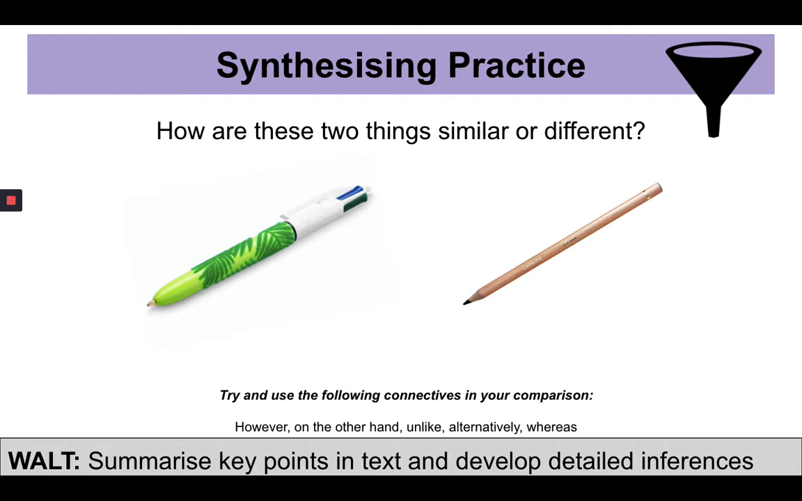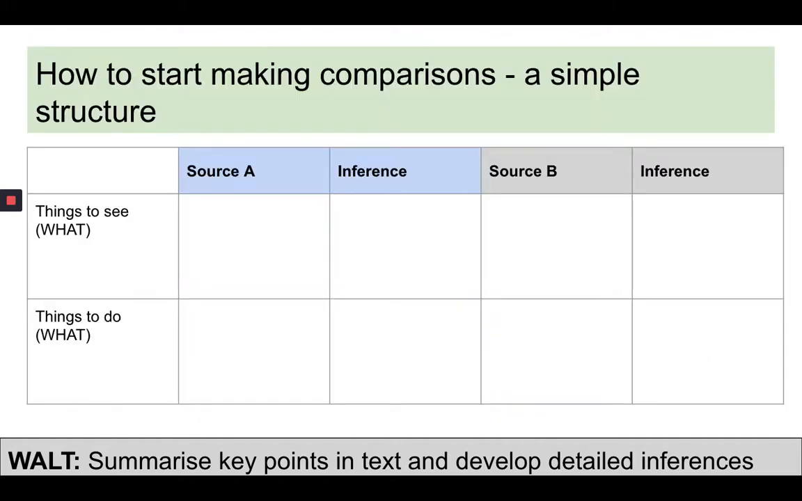One is plastic and has 4 different colored inks. The other one is wooden and only has 1 color. The material as well, one is ink, one is graphite. One requires no sharpening, the other one does. Okay, so things like that. You have to think about similarities and differences, the what of it.